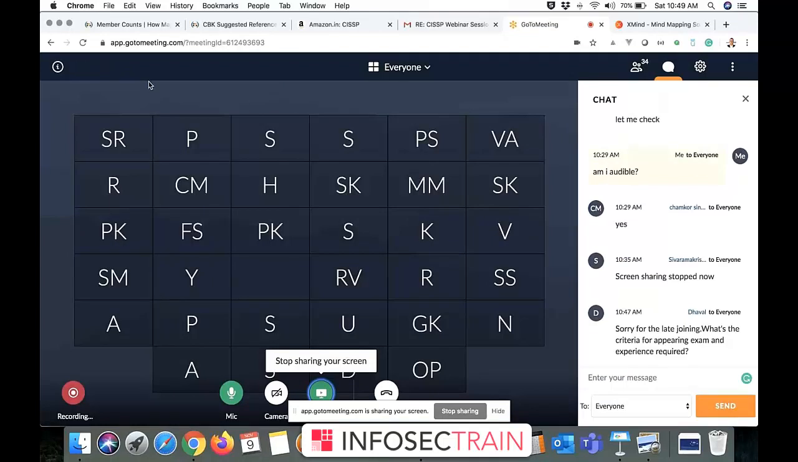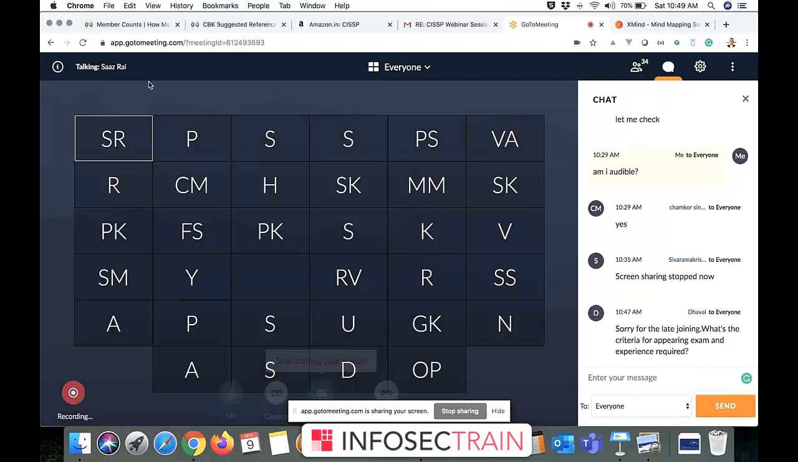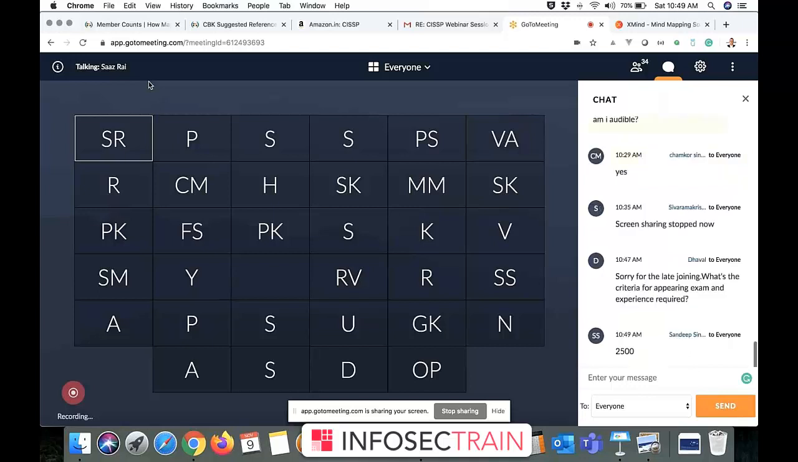So let me quickly talk about a couple of things. First question I want to ask you, any idea how many CISSPs in the world today, or let's say in India, let's focus on India. You can use the chat window. I think I'm able to see the chat window. 20,000 in India, okay. That's a good number. You can use the chat window if you want.